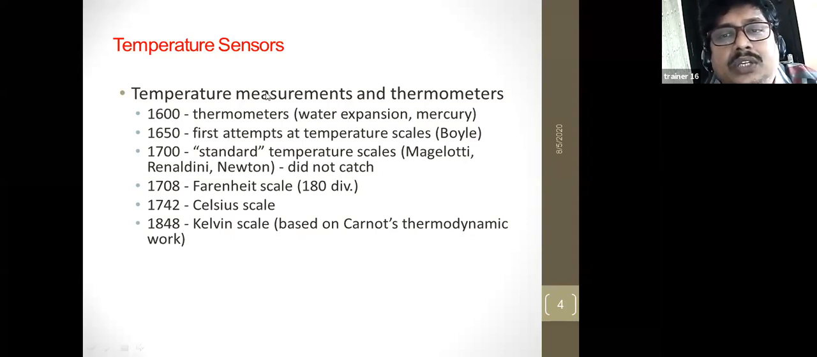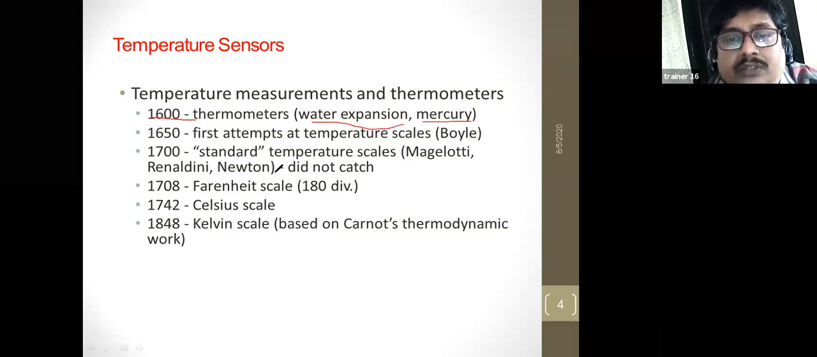In 1600, the thermometers were there. That is water expansion, that means liquid expansion thermometers. Water expansion or liquid expansion, liquid here being the mercury.